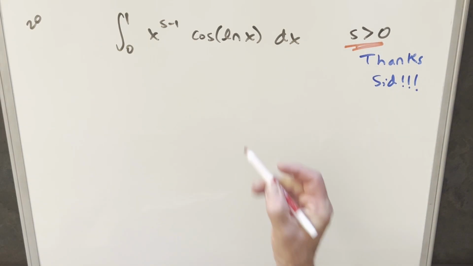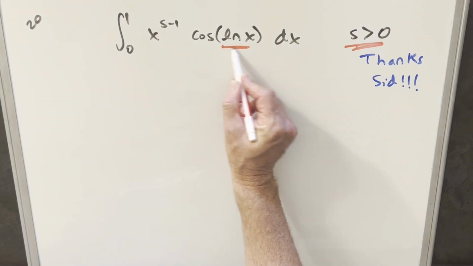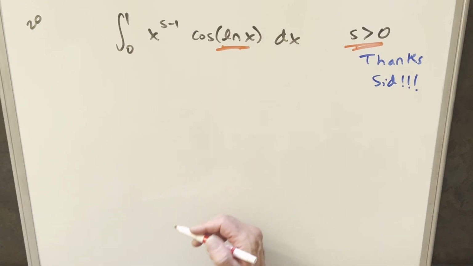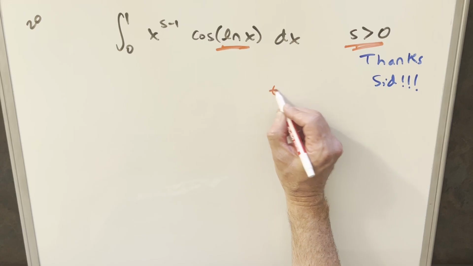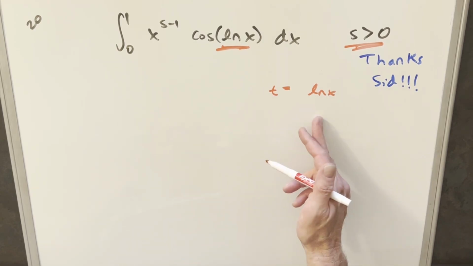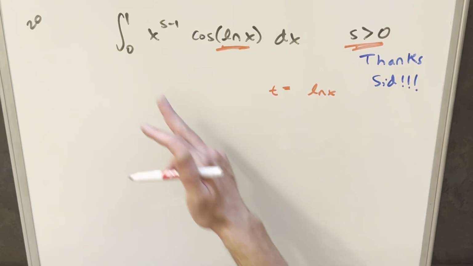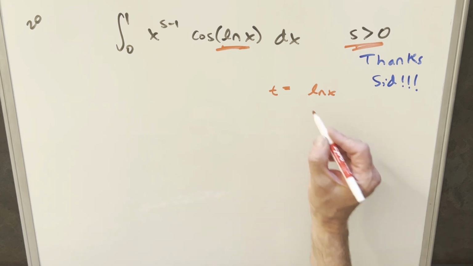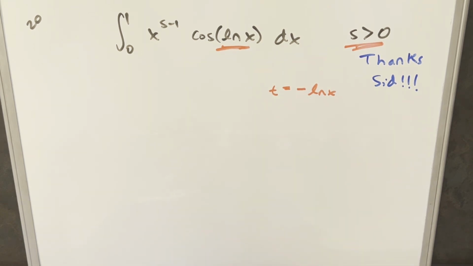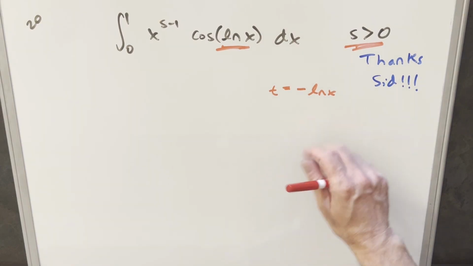So the first thing I noticed about this one is the fact that we've got natural log inside cosine. And what I was thinking is maybe we can clean this up with a substitution. We could do t equal to ln x. When I did it this way the first time, I realized we're going to end up with our bounds going to minus infinity. If I make our substitution t equal to minus ln x, that way our bounds are going to infinity instead of minus infinity. So I think this could be a little bit nicer.